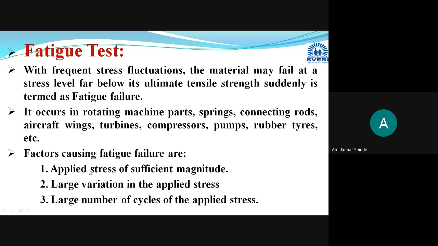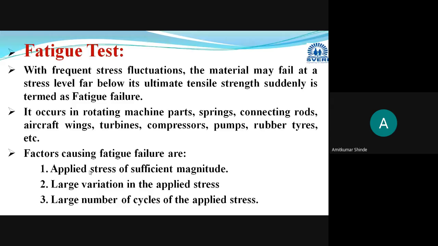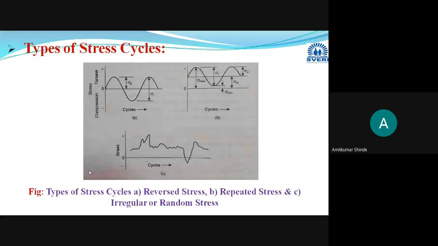Now, first is applied stress. Whichever stress is there, it should be of sufficient magnitude. Then a large variation in that applied stress value, and a number of cycles of that applied stress. Now these are the three factors that will cause the fatigue failure. We will discuss these three causes in detail with the help of the types of stresses.